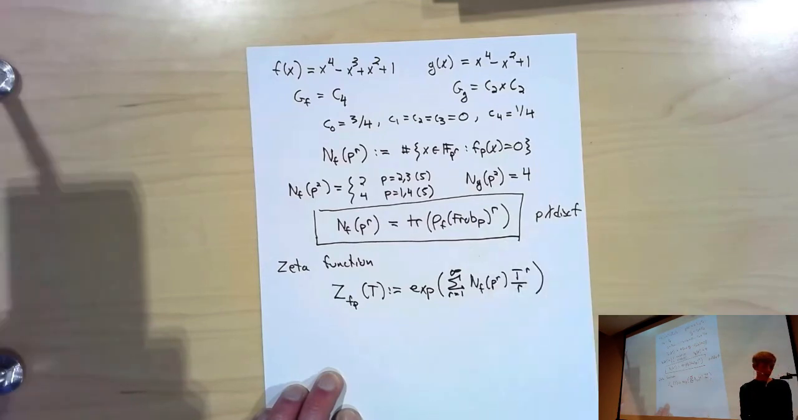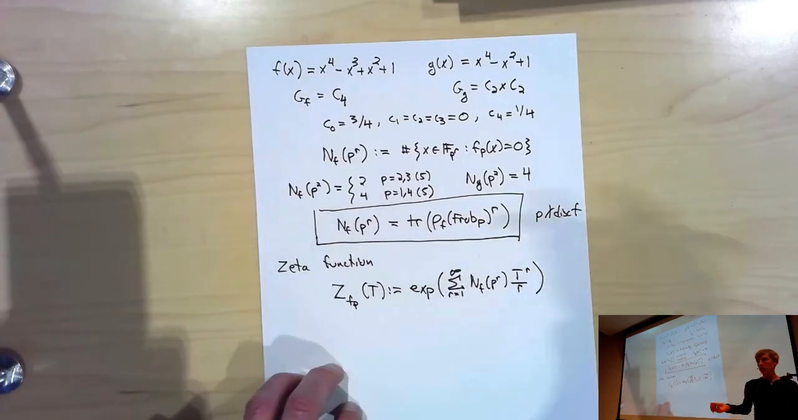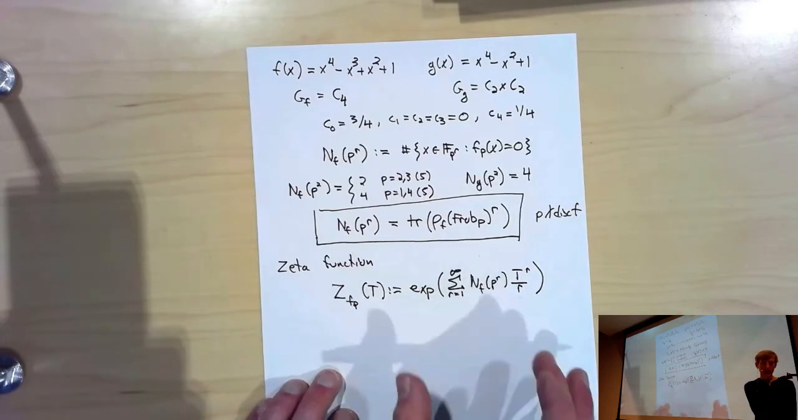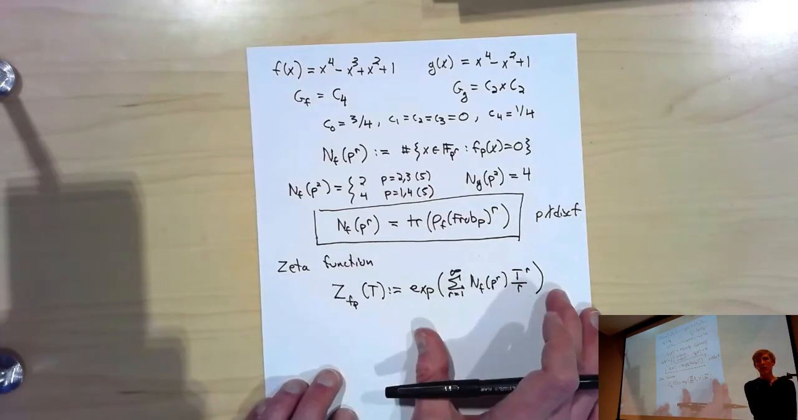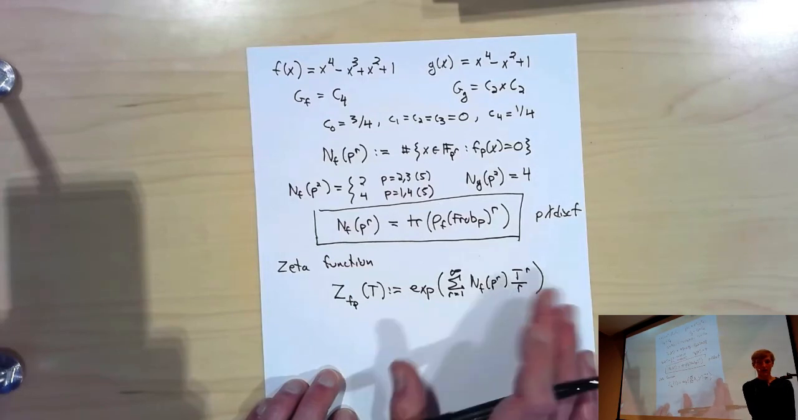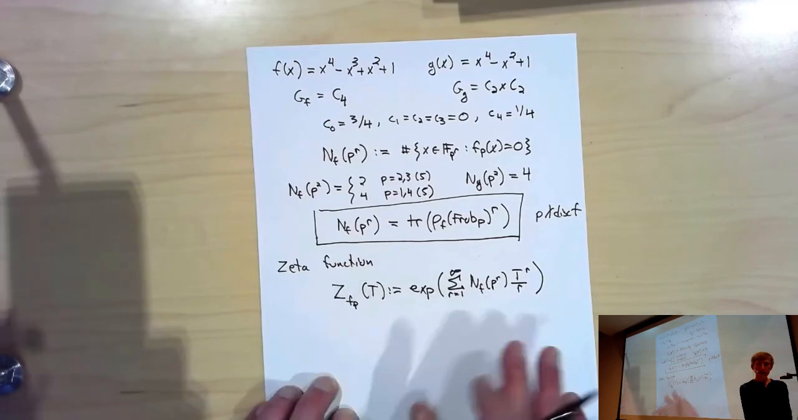Okay, so this is our exponential, our generating function. You could just think of this as a way of encoding this infinite sequence of N_f(p^r)'s. Now you might wonder, at first glance, this looks like a strange generating function. It's not an ordinary generating function. It's also not an exponential generating function, although it kind of looks like it, but I don't have an r factorial in there. But this definition is the right definition.